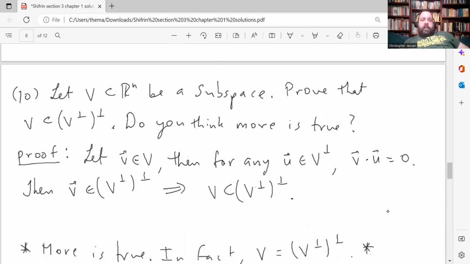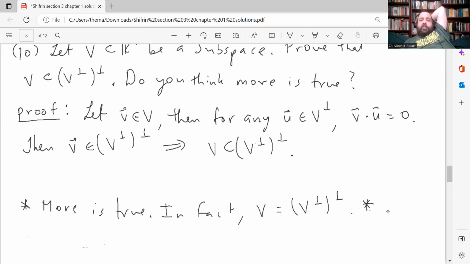Let v be a vector in V. Then for any u in V perp, just by definition, v dot u is equal to 0, which means that v is an element of V perp perp. That's by the definition of V perp perp. V perp perp is the set of all vectors that are orthogonal to the vectors in V perp. So that shows that V is a subset of V perp perp.